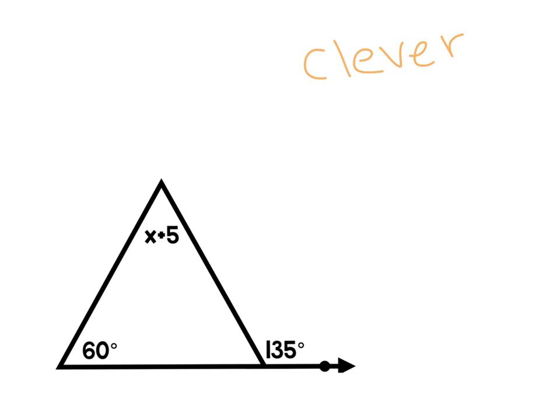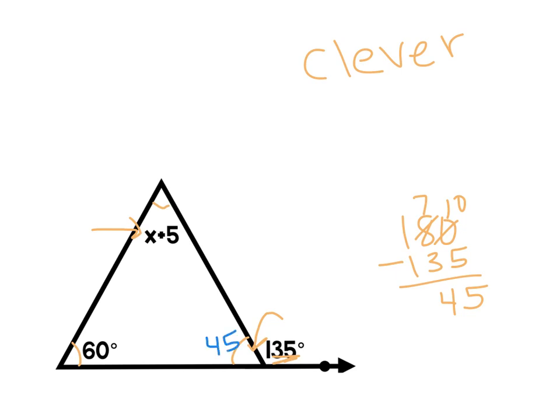So our task is to find the value of x. Recall that all 3 angles inside a triangle should total 180 degrees. So I could use this 135 to get the supplement to that right next to it. So if I do 180 minus 135, that's going to give me 45 degrees. So right in here, this is 45 degrees.